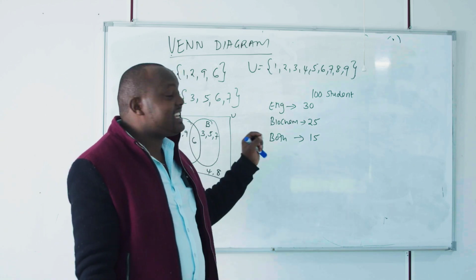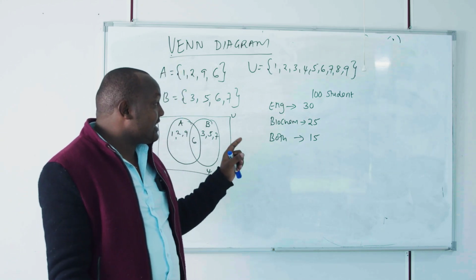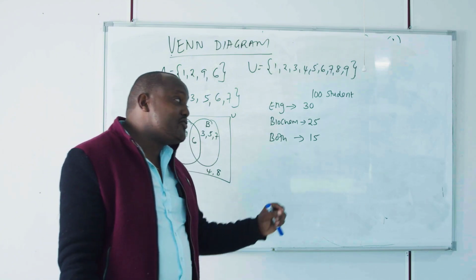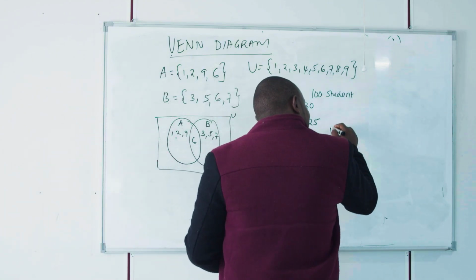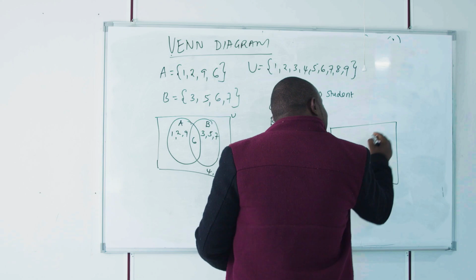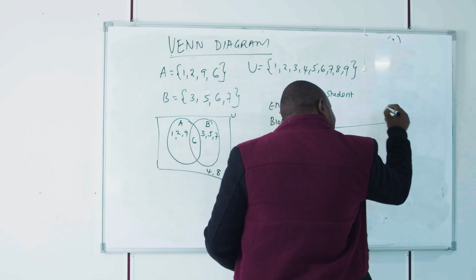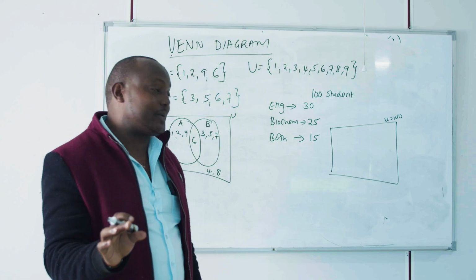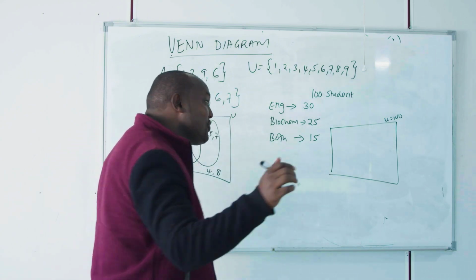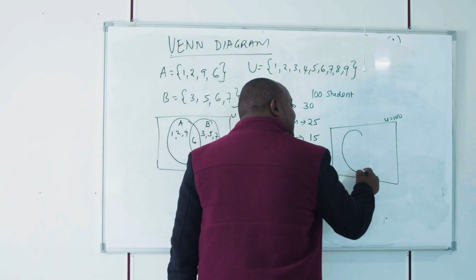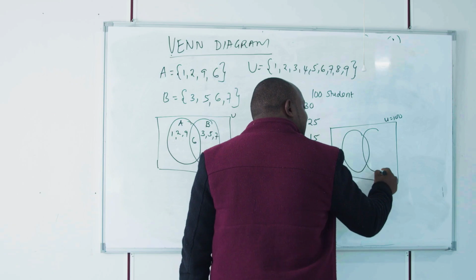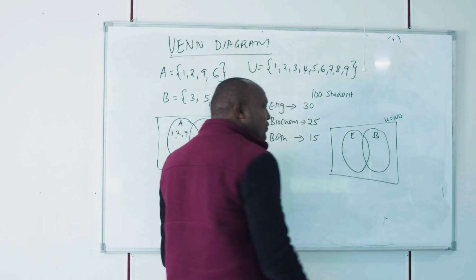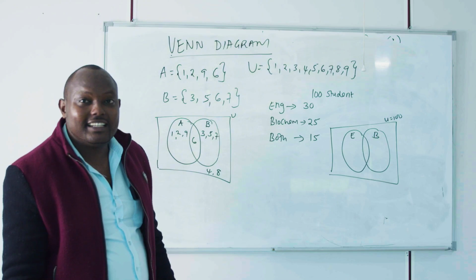So you are told to represent the above information. I want to take this example. How many students are under consideration? Our universal set is a set of 100 students. That's our universal set, the set under consideration. But we have 2 programs, so we have 2 ordinary sets. We have those who chose engineering, maybe I can call it set E, and biochem, I call it set B.